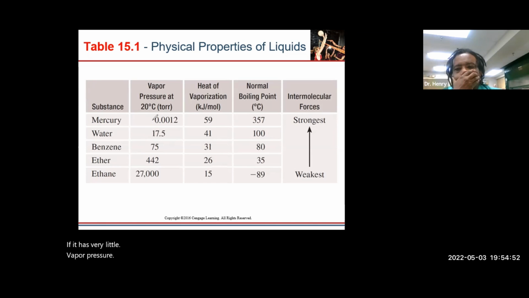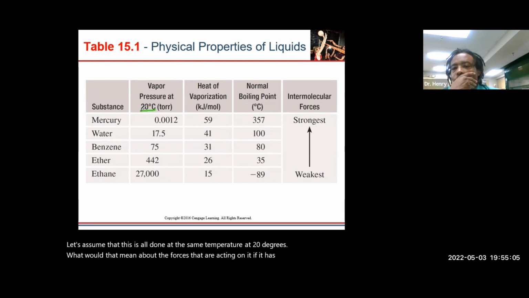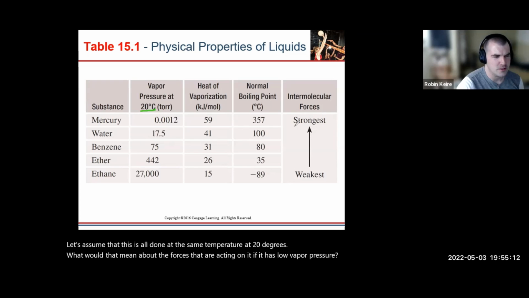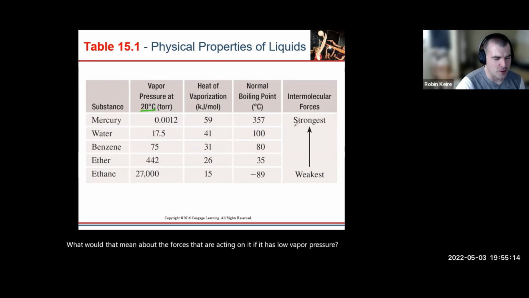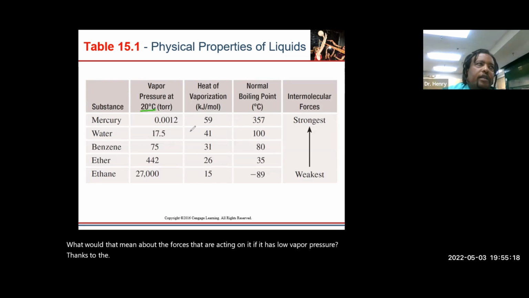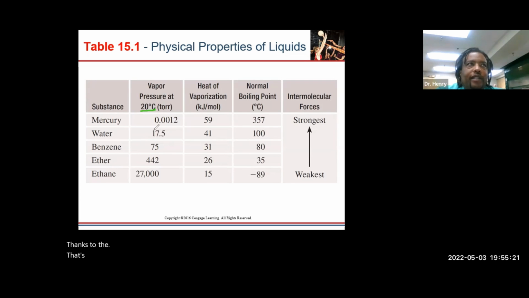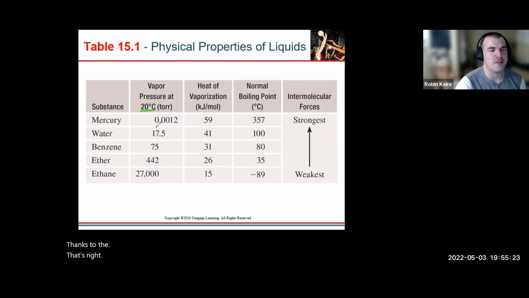It has low temperature. Let's assume that this is all done at the same temperature, at 20 degrees. What would that mean about the forces that are acting on it if it has low vapor pressure? It's basically why mercury is weird. It has the stronger intermolecular forces. That's right. And that odd sheen to it, I'm thinking of the surface tension.